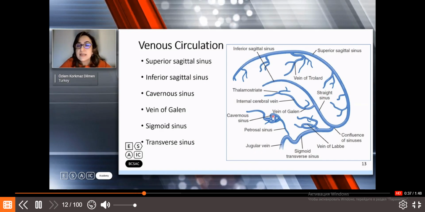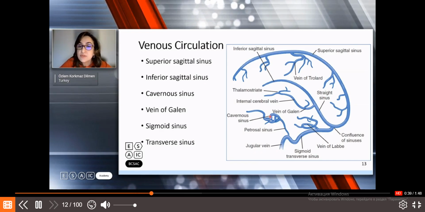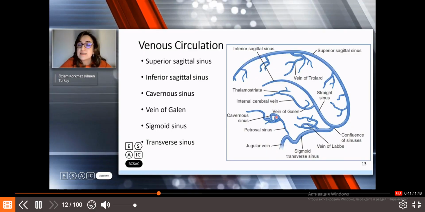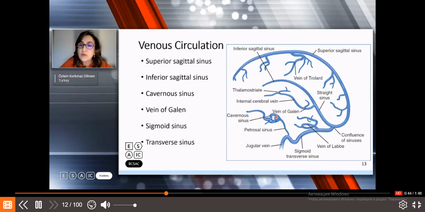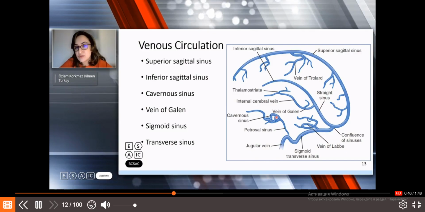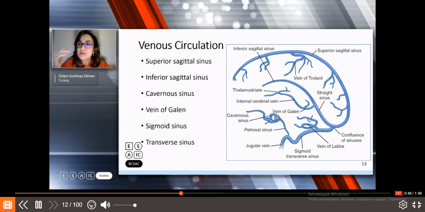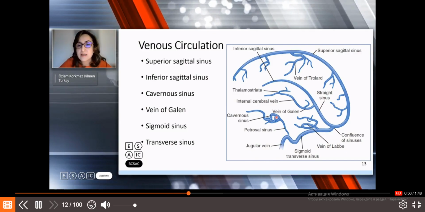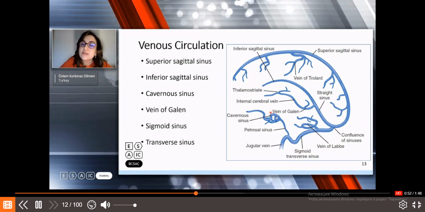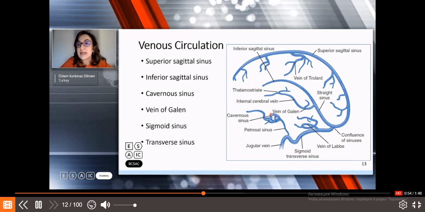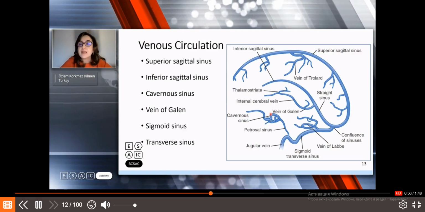There is also the cavernous sinus in the pituitary fossa. Its location is very important regarding hypophyseal surgeries. During transsphenoidal or macroscopic hypophyseal surgeries, any injury of the carotid or cavernous sinus can cause severe bleeding.